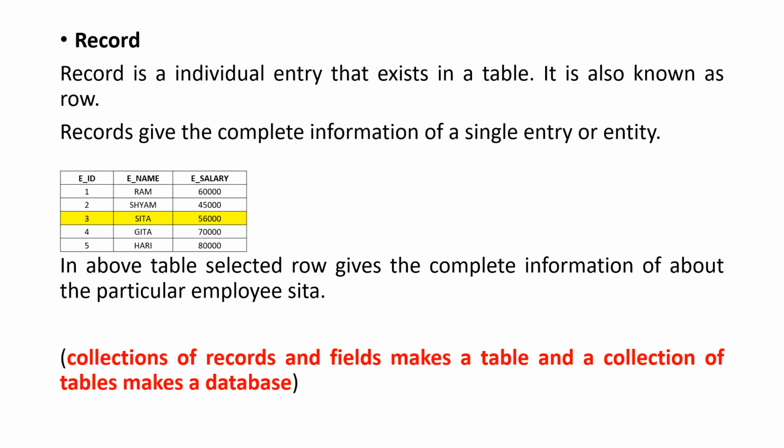It is also known as a row. Records give the complete information of a single entry or entity. In the above table, the selected row gives the complete information about the particular employee CITA. Collections of records and fields make a table and a collection of tables makes a database.